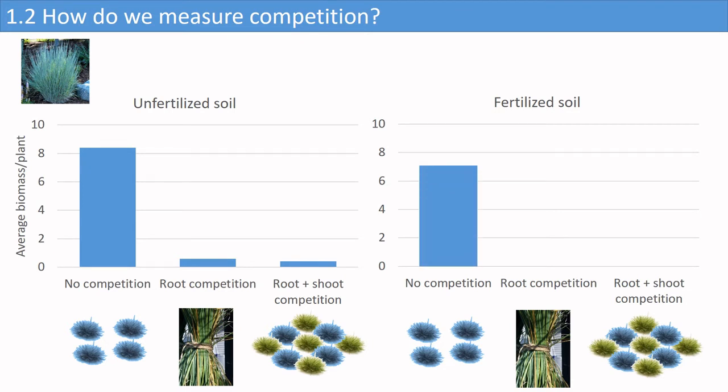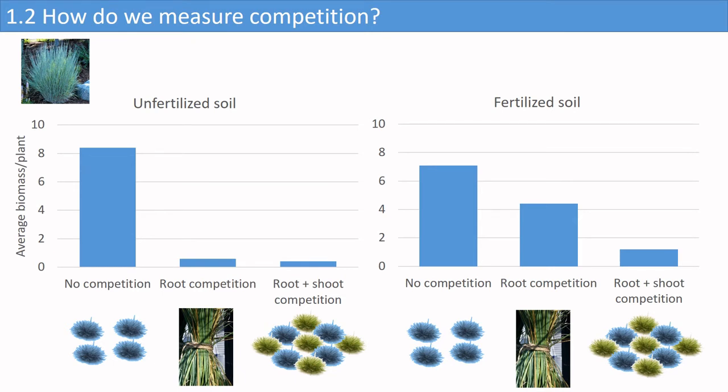So plants growing without competition still grow very big. Plants that are competing only at the level of the roots, so for what happens below ground, for fertilizers, have reduced performance. But plants that have competition above ground and below ground have even smaller growth. So in this case, when we removed the limitation of nutrients in the soil for which the plants were highly competing, we have a slightly different result.